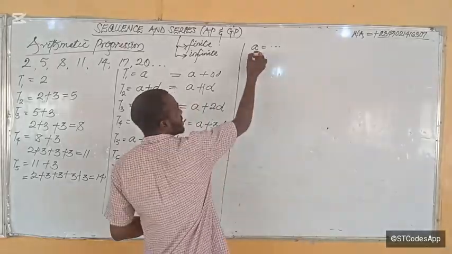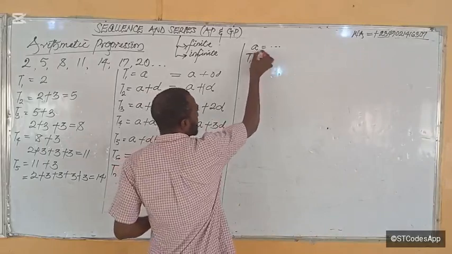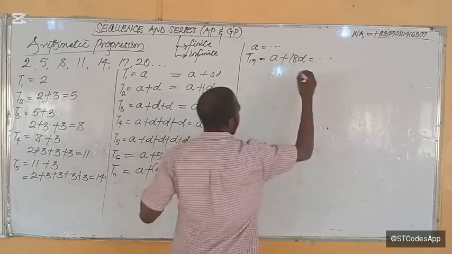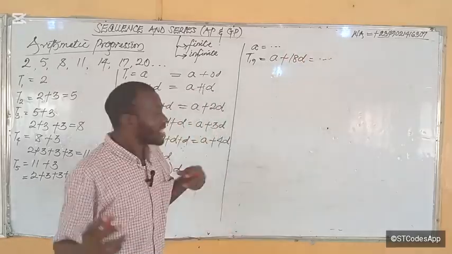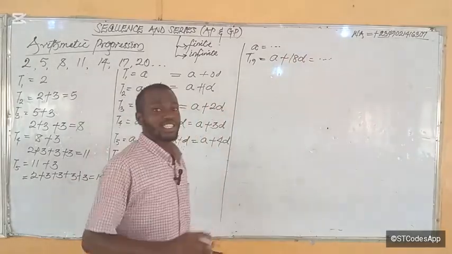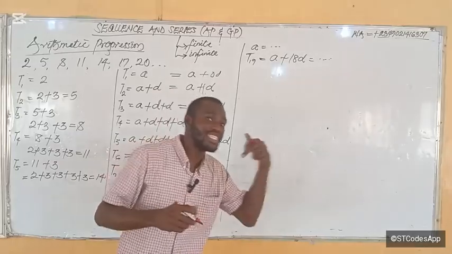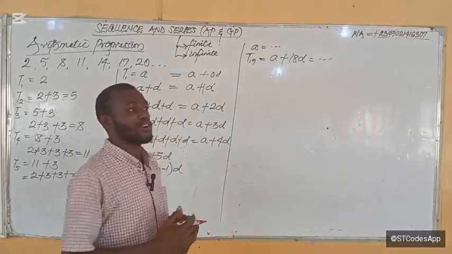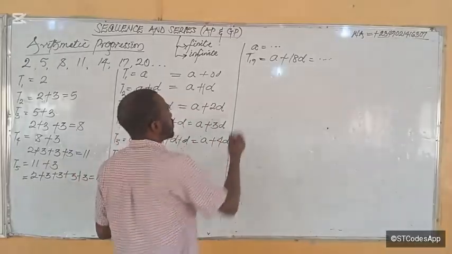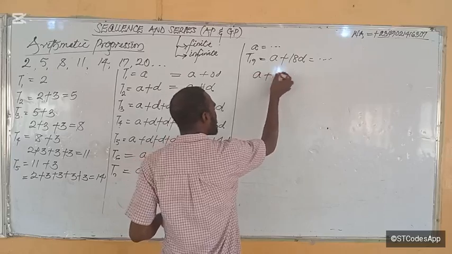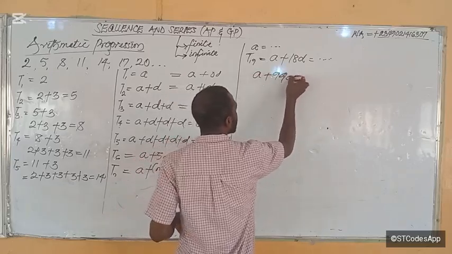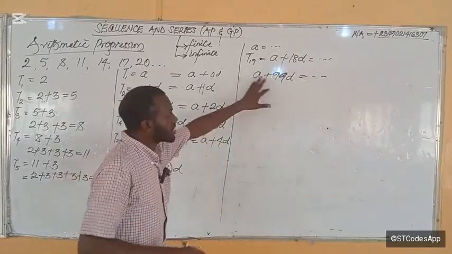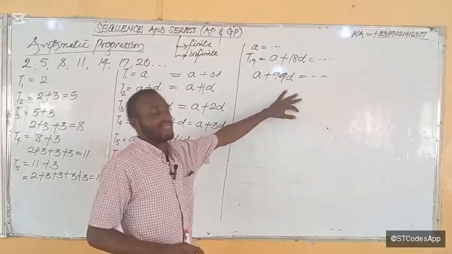19th term of what? T19, right? What is T19? T19 is A plus 18D. T44 will be what? A plus 43D. So if I say the 100th term of an AP is what? You say the 100th term is A plus 99D, that is the thing you are given. You see, this method is faster. Is that clear? All right.